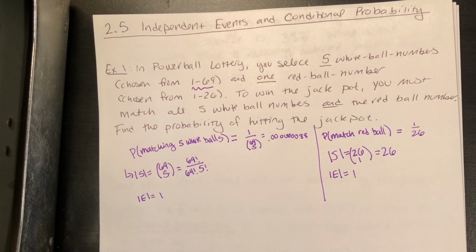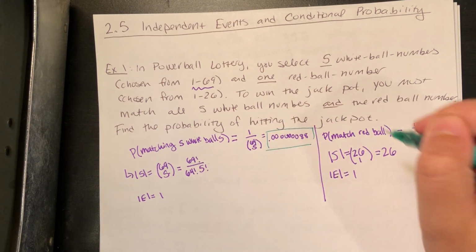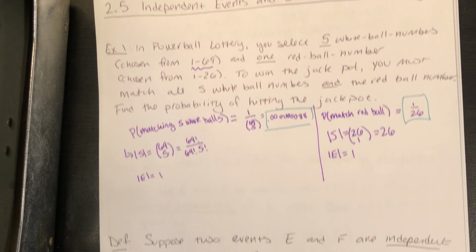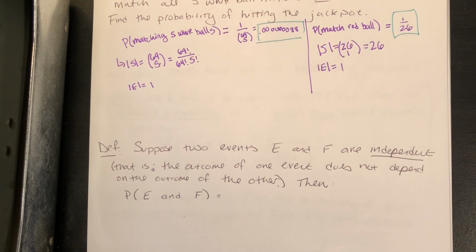But we need both of these events to happen. We need this to happen, which is very unlikely, and we need this to happen, which is still pretty unlikely. It's roughly 4%, maybe a little smaller. So how do we know the probability that actually both of those events will occur? Well, for that we need to use the probability that independent events occur.